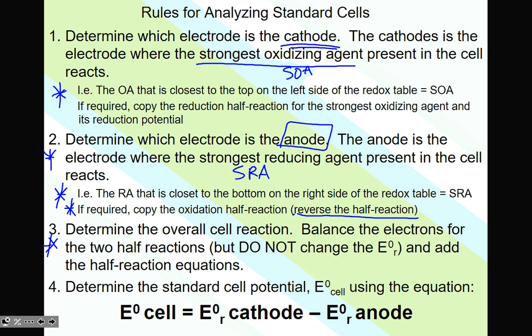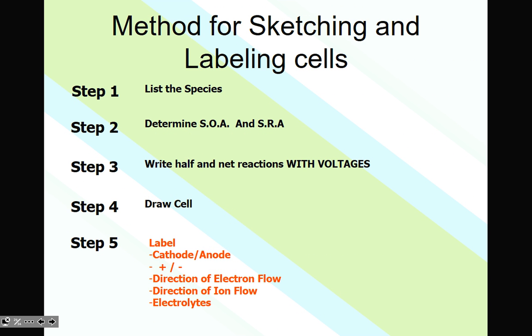Determine the overall cell reaction, cathode minus anode. Balance the electrons for the two half reactions, but do not change the potential, and add the half reaction equations. Thus, determine the standard cell potential using the equation, your cathode subtract your anode. If this answer is positive, it's a voltaic cell, it's spontaneous. If the answer is negative, or less than 0, it is non-spontaneous and it's not a voltaic cell, which is a little bit of foreshadowing of what's to come.